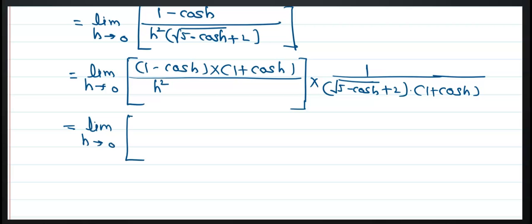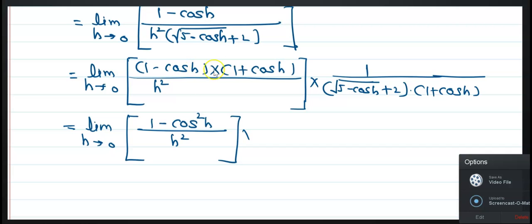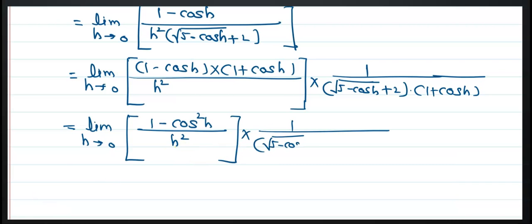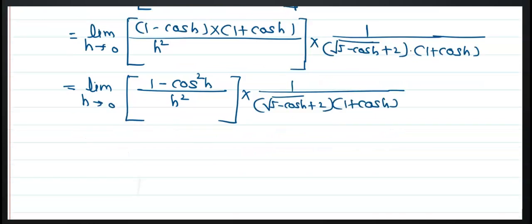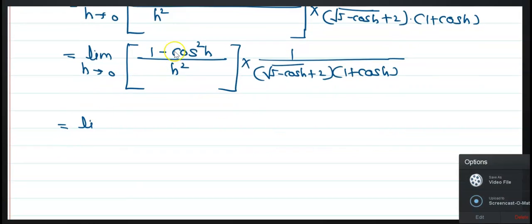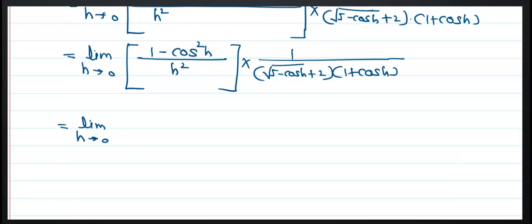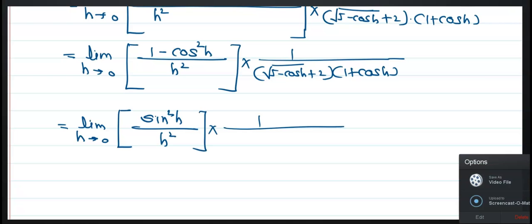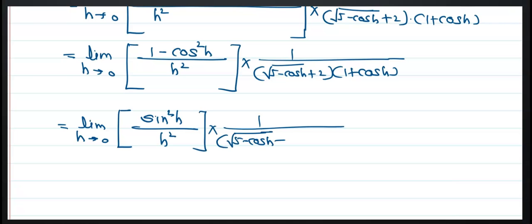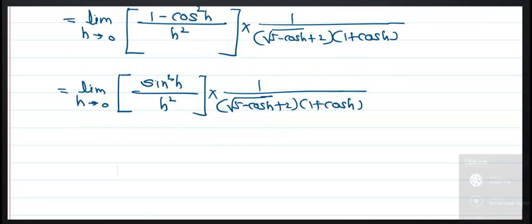Now see this here. Here is (1 minus cos h) into (1 plus cos h), that is (1 minus cos square h) upon h square, into the remaining terms. Now 1 minus cos square h means what? Sin square h. Limit h tends to 0, sin square h upon h square. This is the first.